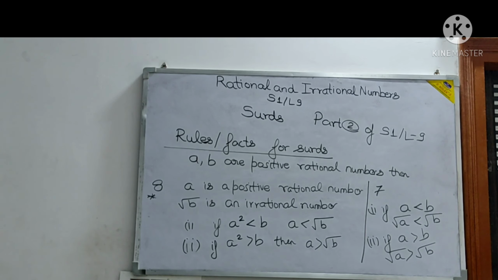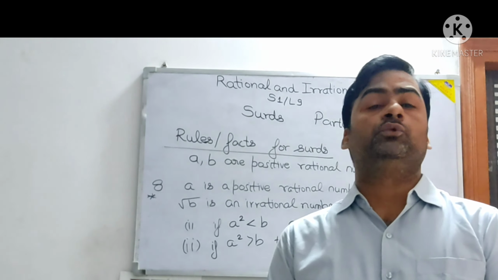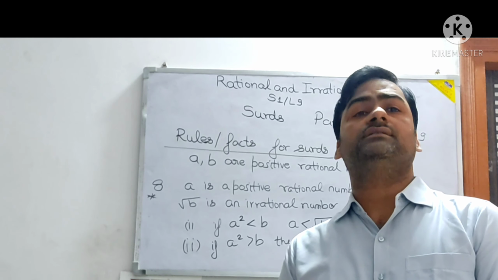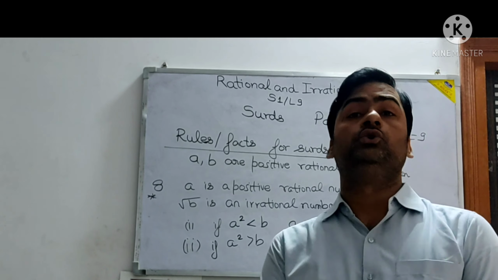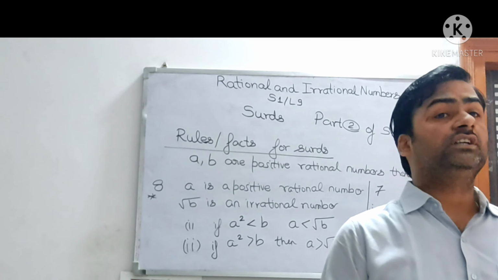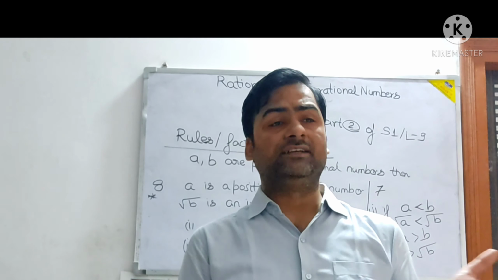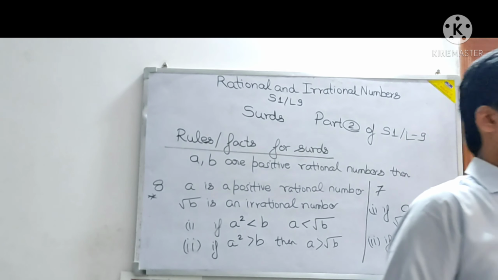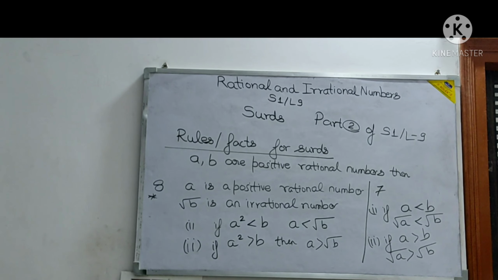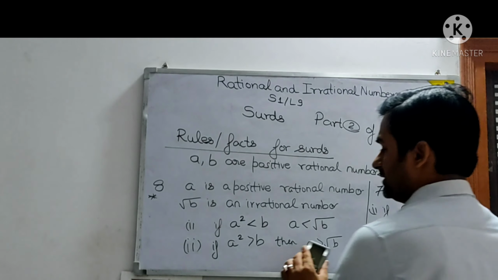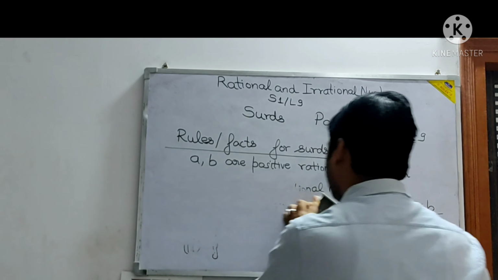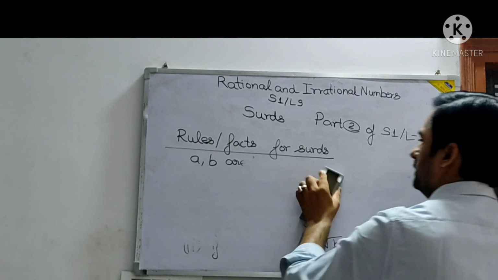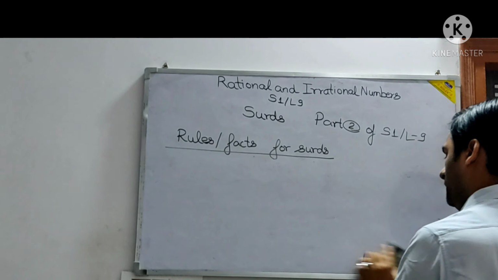Here simple questions are there, exercise 1.4. Some questions are coming like putting the value of roots, and these 8 properties have to be used. Suppose a question comes, if root 3 equals this, find the value. Don't start only multiplying or only dividing all the time. Students tend to do that, which should not be done. So these are the 8 rules, which you should remember for sure.